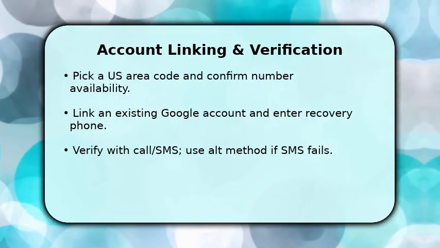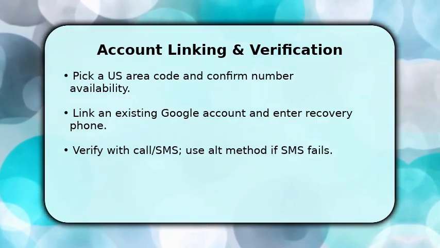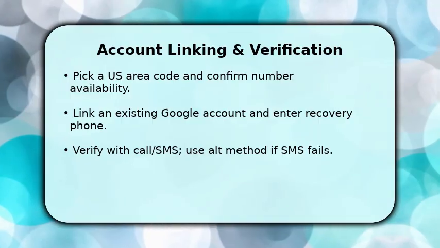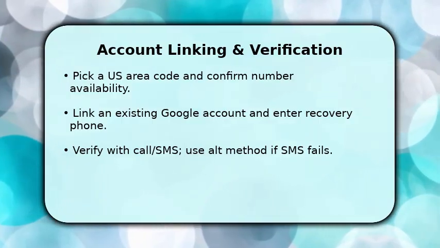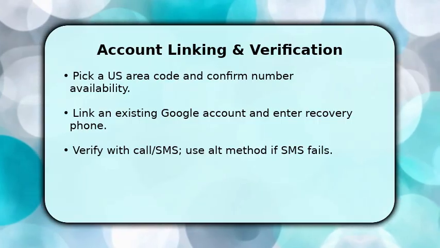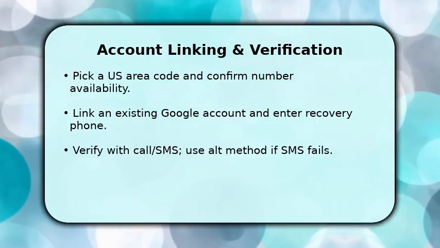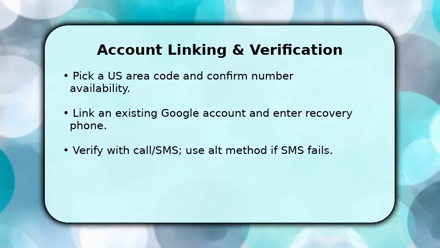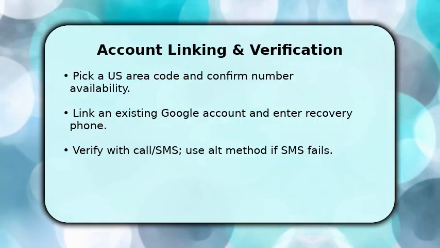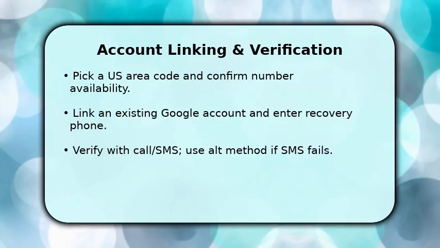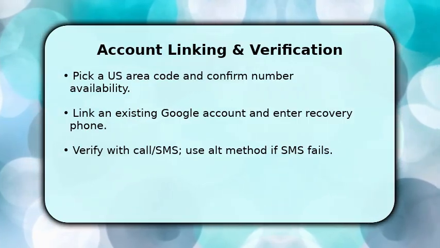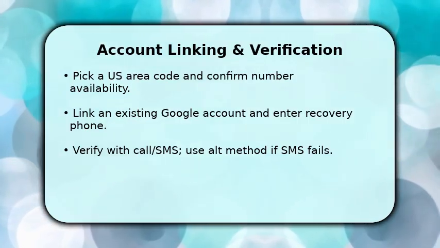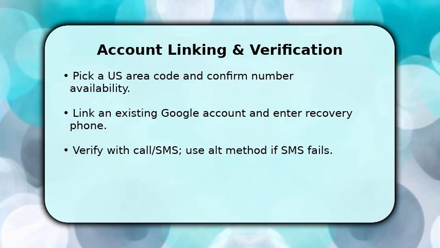Then link that selection to your Google account and provide a recovery phone. This can be your Nigerian number or a secondary VoIP number. When prompted, verify via SMS or an automated call. If SMS fails under the VPN, switch to call verification or briefly disable the VPN for verification only. Then re-enable it to maintain a US IP address.